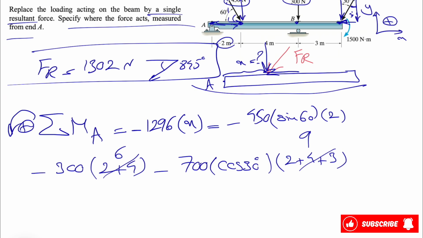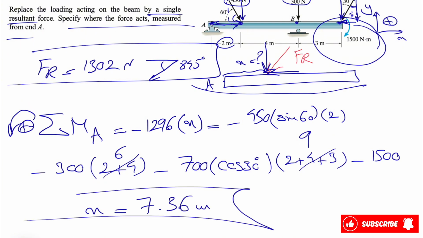And we also have a moment at the other end of the beam, which is 1500. That moment is also clockwise, so we have a negative 1500 in here too. And that would be everything for this system. And from here we can calculate the X, since there is only one unknown in here. And if we do that, we'll get 7.36 meters. And that would be the final answer for this question.